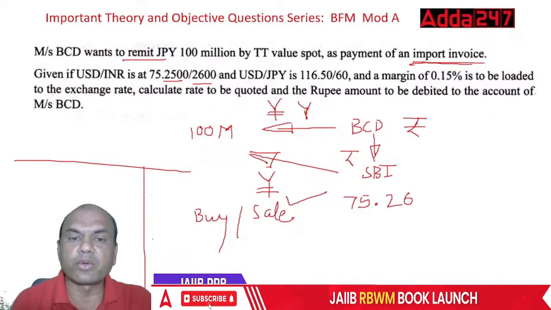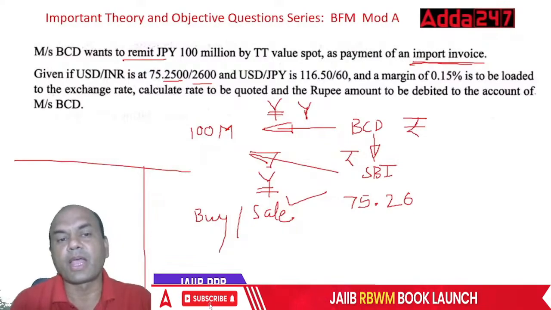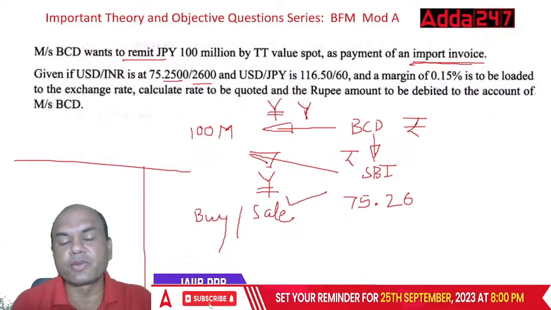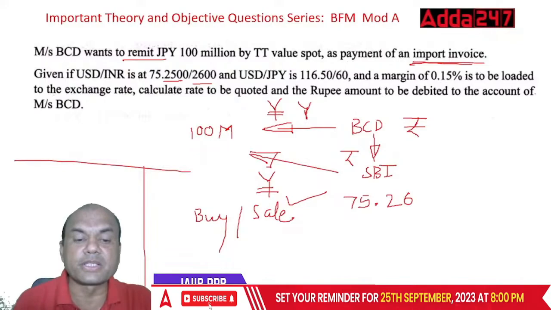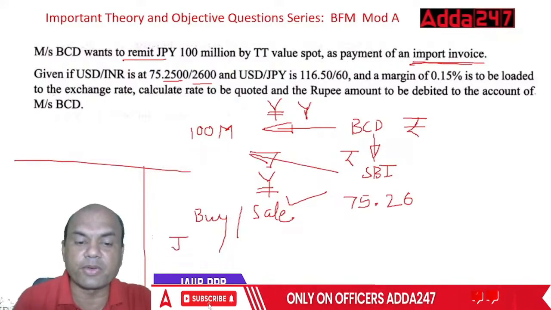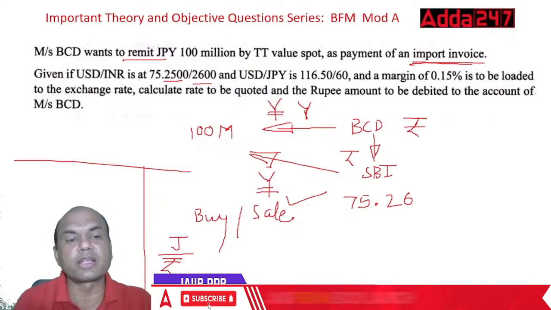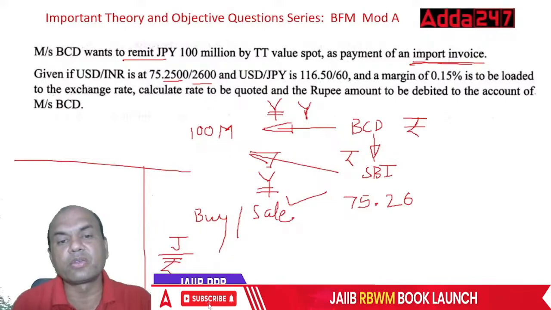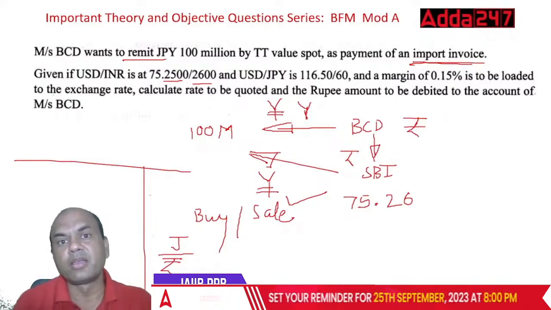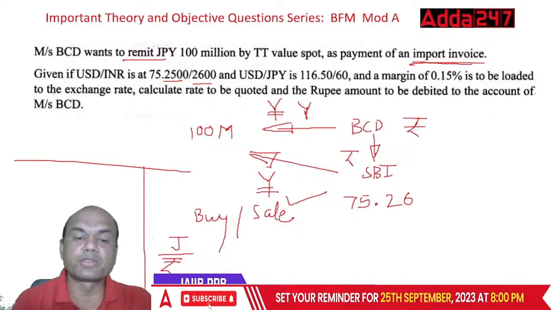Now what am I doing over here? Look at this. I want to send JPY. So I want the rate of JPY to rupees. So always, what do I want? JPY to rupees. This is the rate I want. But do I have the JPY to rupees rate? Look at this. USD to INR I am having. USD to JPY I am having. But I am not having JPY to rupees. So how will I do it?